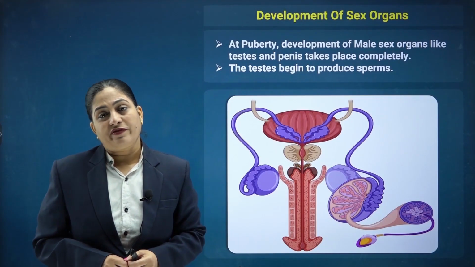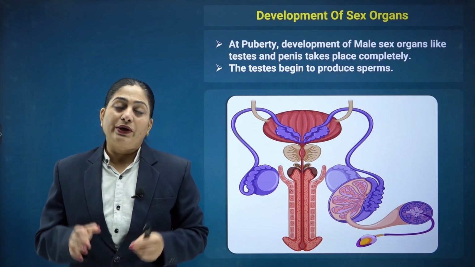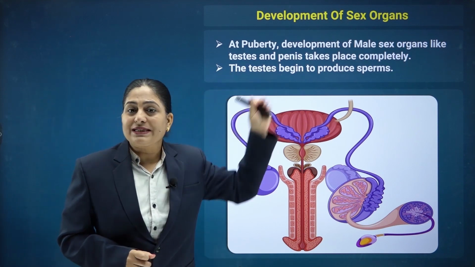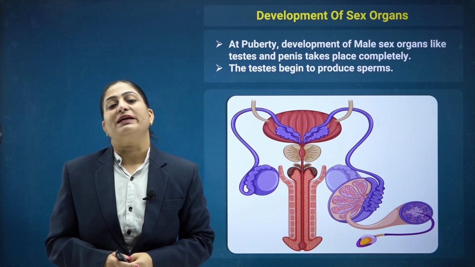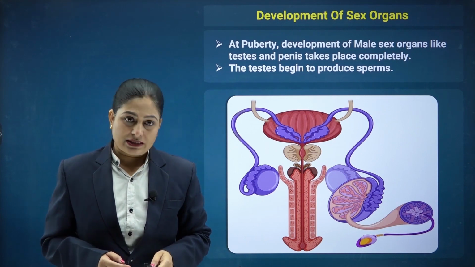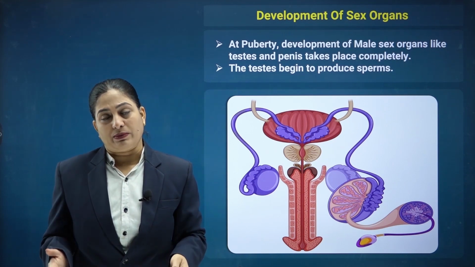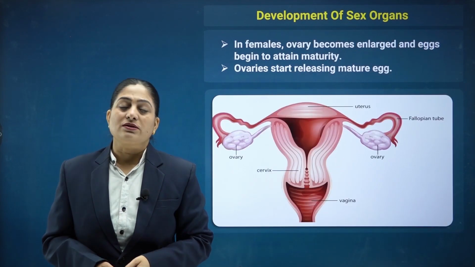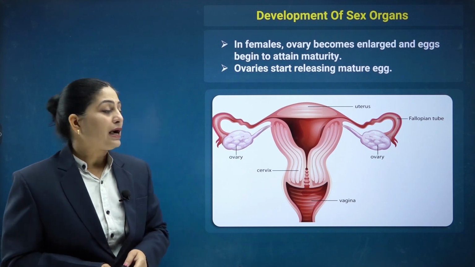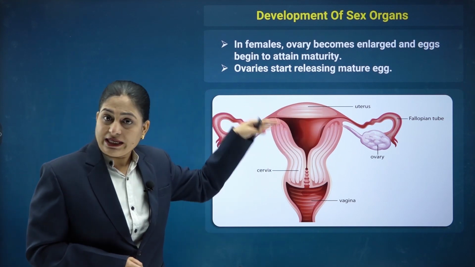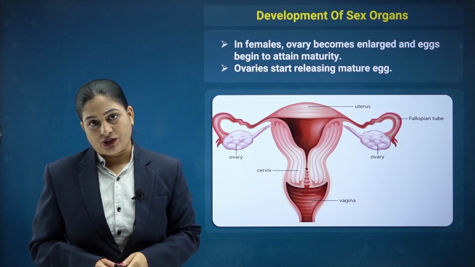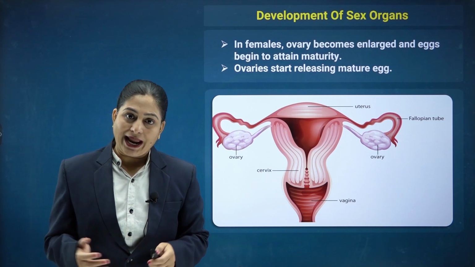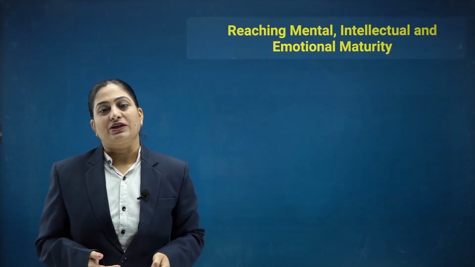Now, another important factor is the development of sex organs. During adolescence, or at the age of puberty, we observe that the development of male sex organs like testis and penis takes place completely. And the testis begins to produce sperms. So this is the initial point of reproduction. Similarly, in the case of girls or females, the ovary becomes enlarged and eggs are about to be released, which shows maturity. So ovaries start releasing mature eggs during this puberty stage.